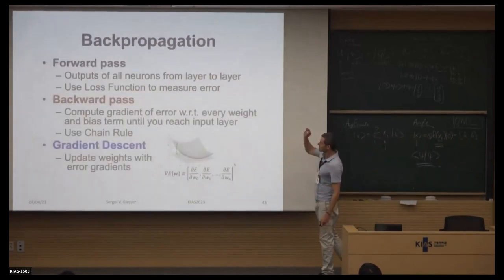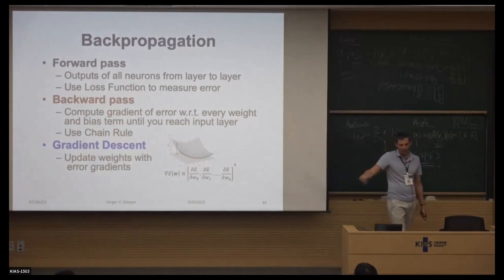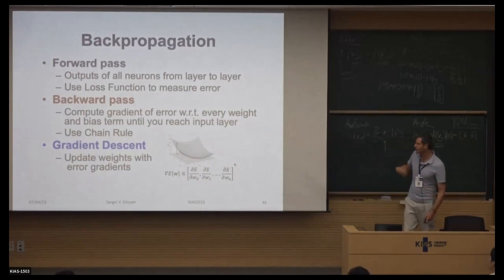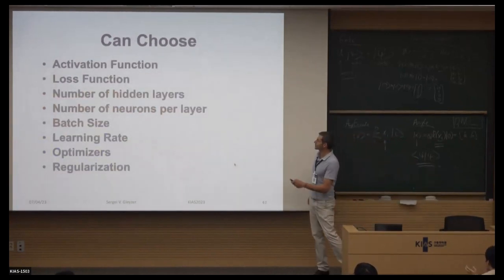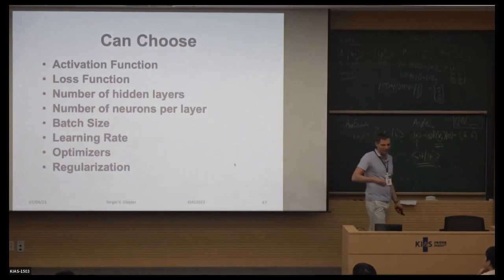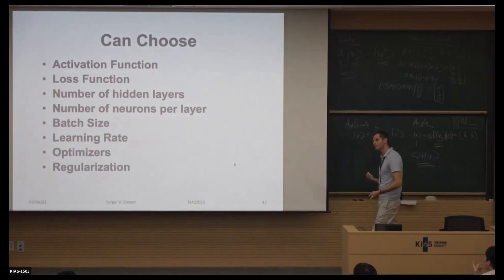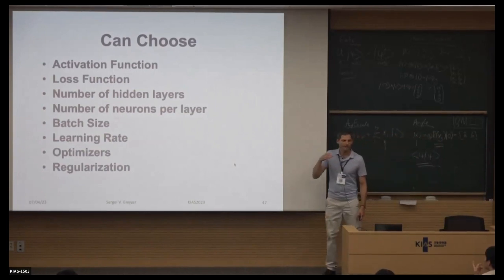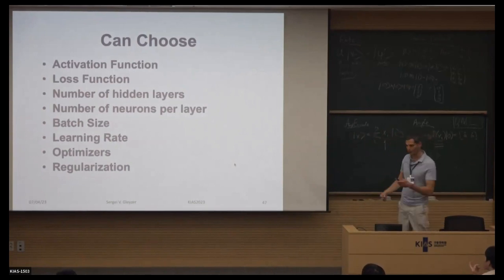Now, backpropagation, right? Everything goes forward. Your outputs, you go layer to layer, backward pass, gradient descent, update the weights. Very, very simple. What you can choose are these things, right? Activation function, loss function, structure of your network, batch size, all these different things, optimizers, what's the momentum, et cetera, and whatnot. Regularization, you heard about earlier today, the power of regularization.